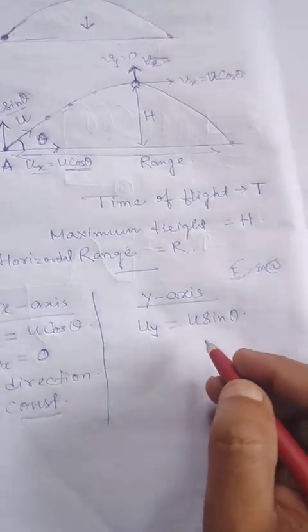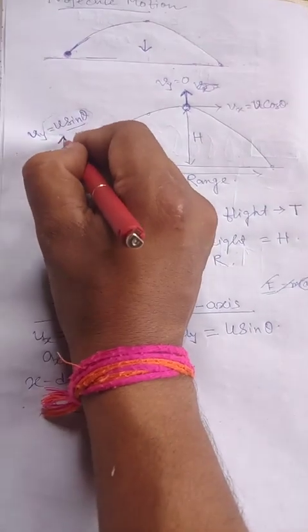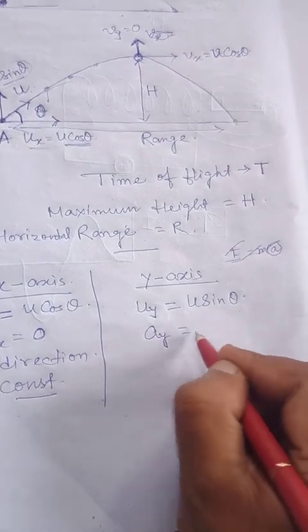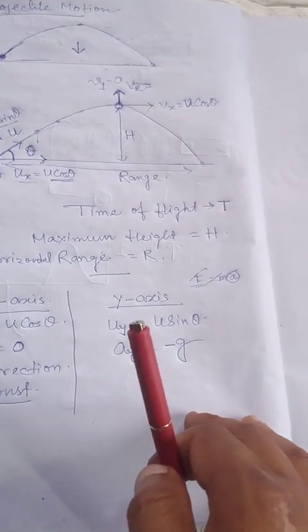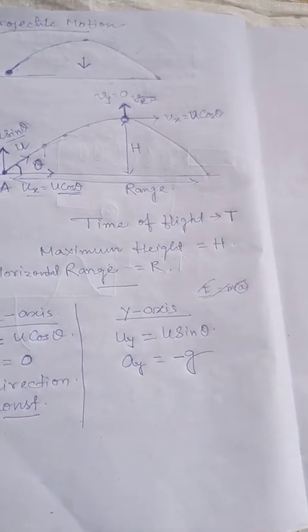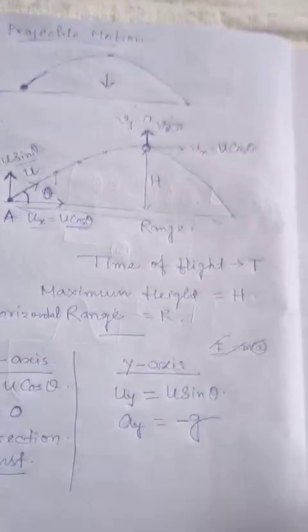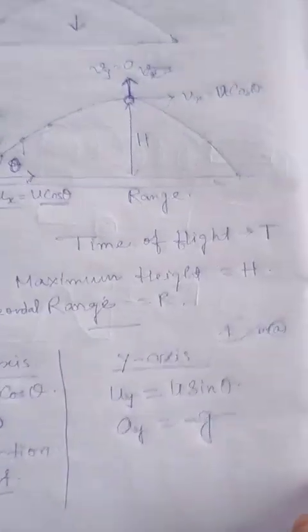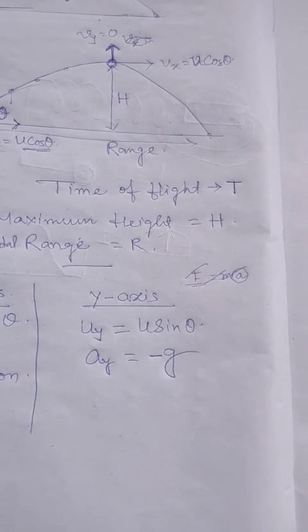So this gravitational acceleration always acts downward, and the velocity moves upward, so we can say that acceleration along the y-axis equals negative g, because it is directed downward. This gravitational acceleration tries to move the body downward toward the ground and reduces the velocity. So there is a negative acceleration, and that's why we say the acceleration ay is minus g.